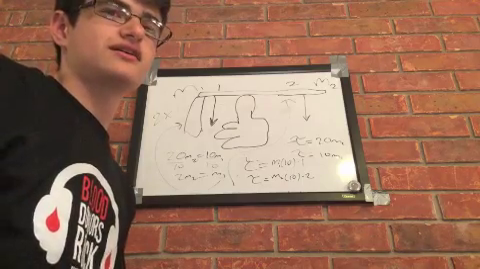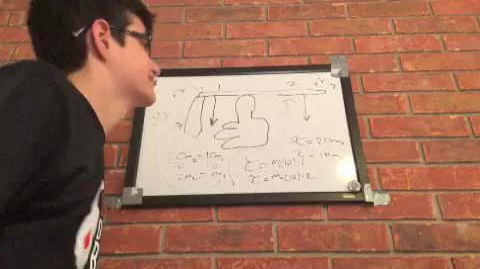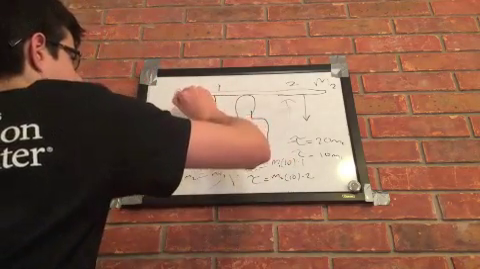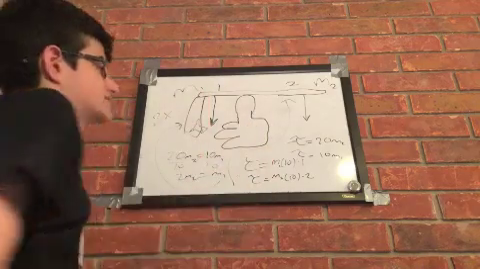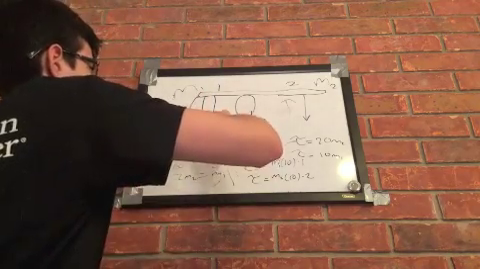So the answer is the side with the head of the axe, the pointy bit. Shing, shing. Look at that sparkle.